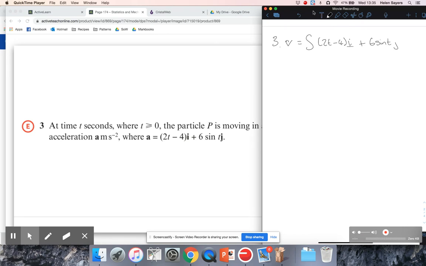Right, I'm going to integrate that with respect to t. So 2t minus 4 is going to integrate to t squared minus 4t. And then sine t, so this is what you won't have done if you haven't done your second year core yet. Sine is going to integrate to minus cos, so that is going to integrate to minus 6 cos t j, and then because I've integrated, there's going to be a constant.